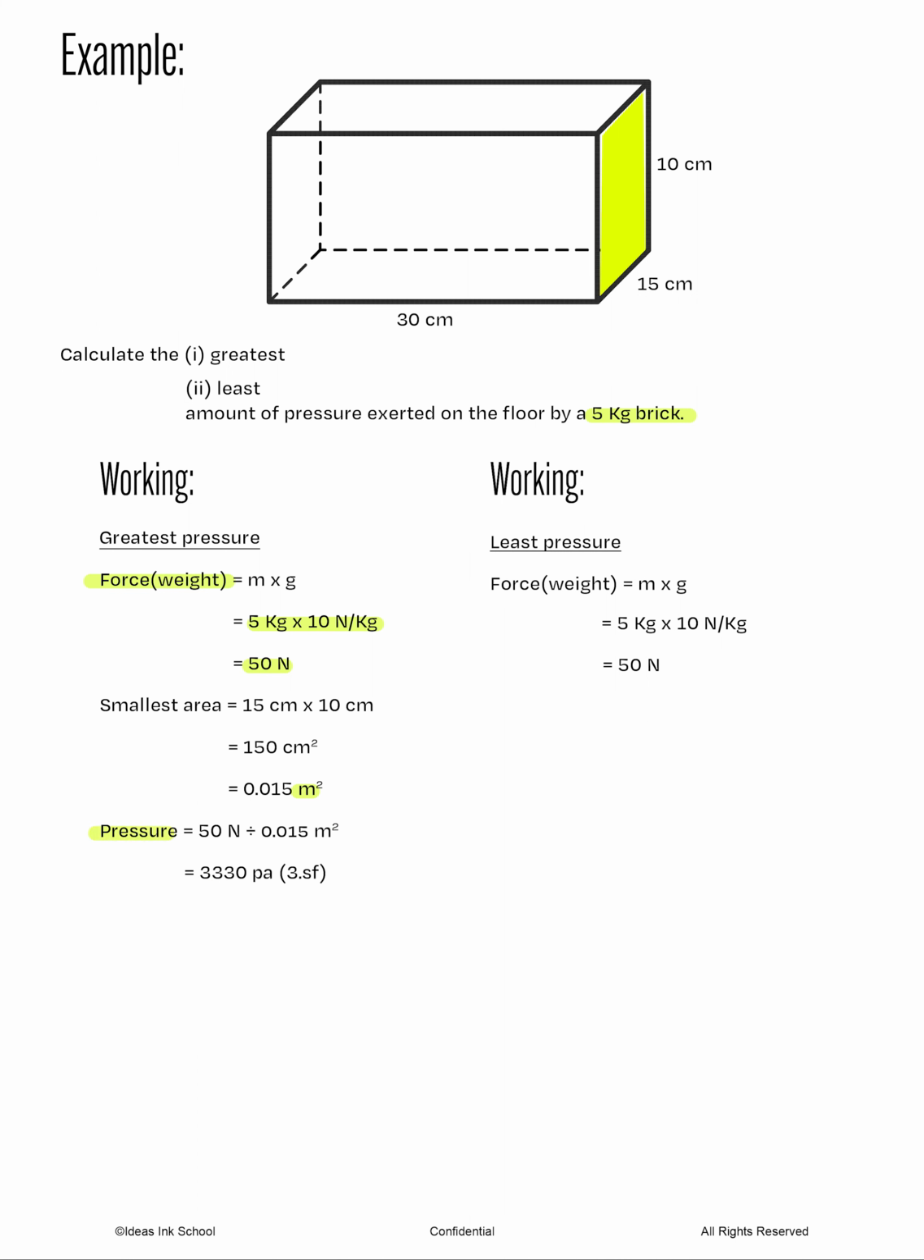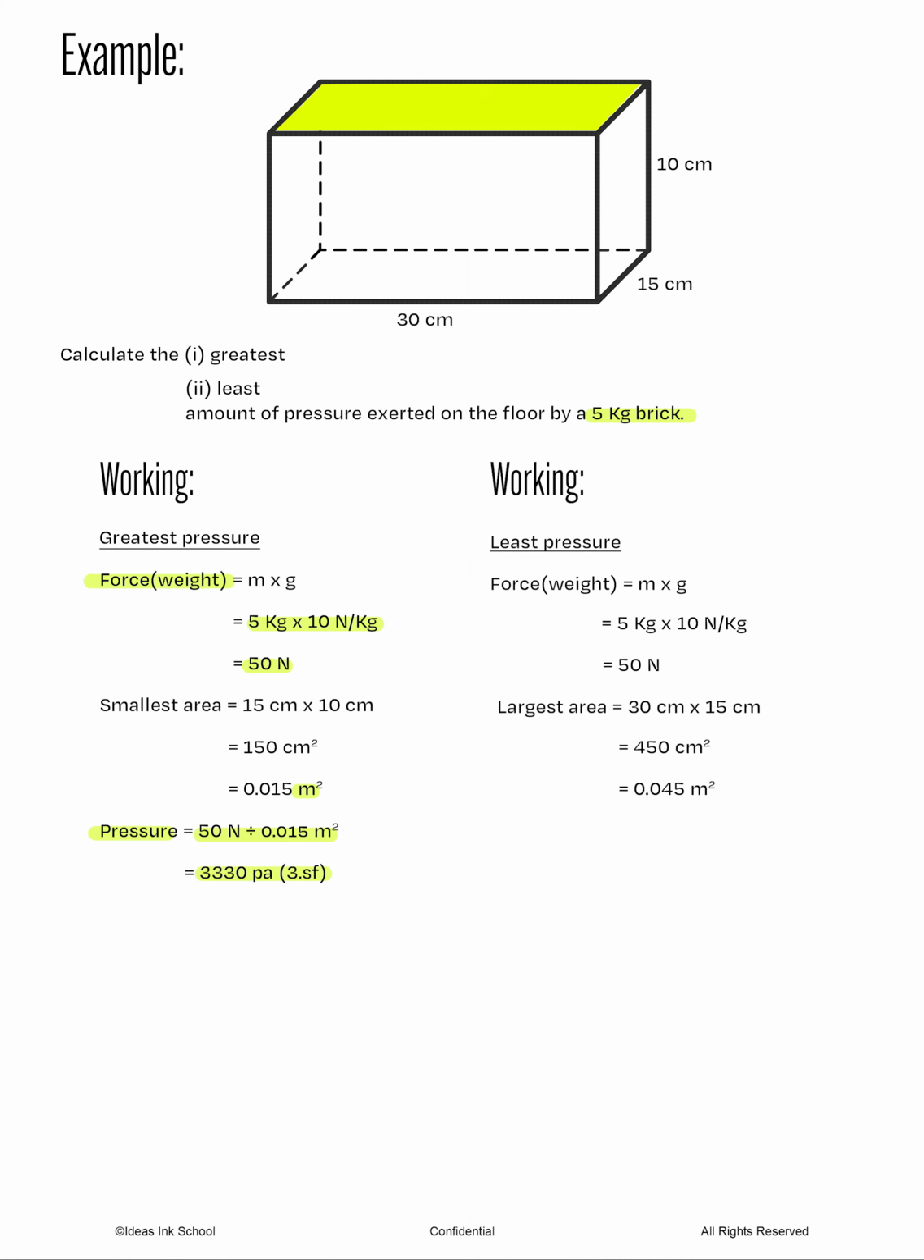Finally, in order to obtain pressure, we take the force of 50 newtons and divide it by the area of 0.015 squared meters to get a pressure of 3,330 pascals. On the other hand, if we wanted to find the least pressure exerted by the same box, we simply need to select the largest area instead.